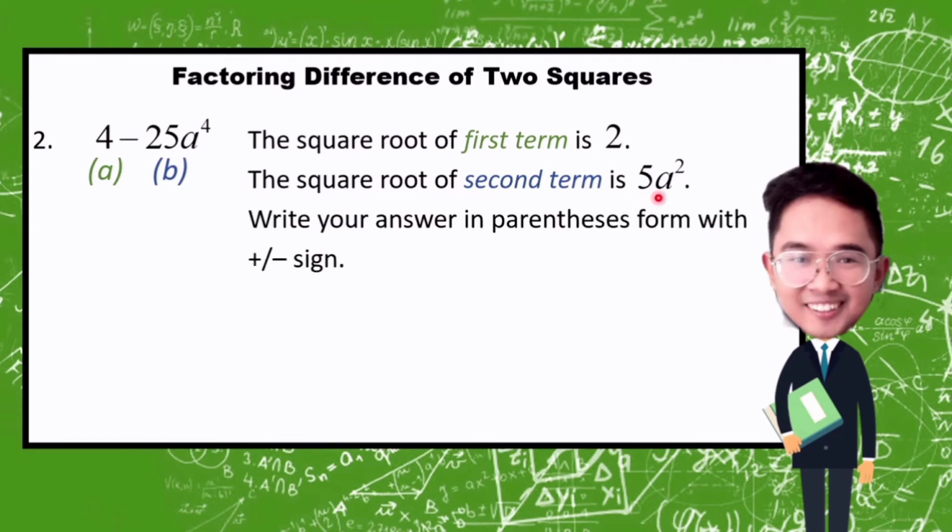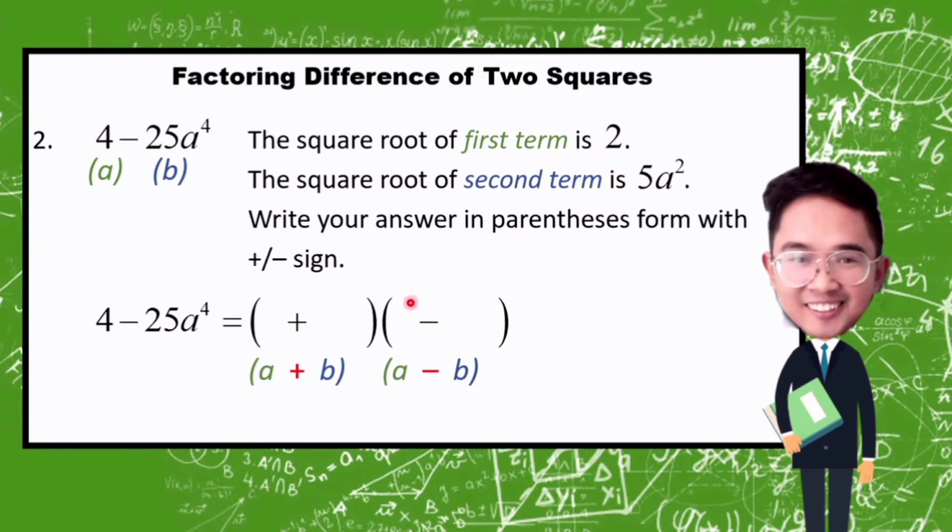For the last step, write your answer in parenthesis form with a positive and negative sign. Let's use this pattern. Input the square root of the first term to the first term of your binomials, and input the square root of the second term to the last term of your binomials. Therefore, the factors of 4 minus 25a raised to 4 are the quantity of 2 plus 5a squared multiplied by the quantity of 2 minus 5a squared.